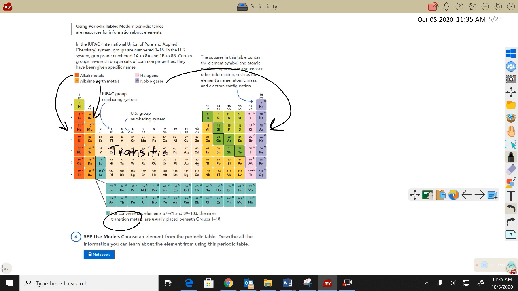Transition metals. Now, technically, these guys on the bottom, like the F fillers, those are often called rare earth. I might put that in here, too. Rare earth metals. And these are all technically transition metals, but sometimes we call the bottom groups rare earth because they are really rare.